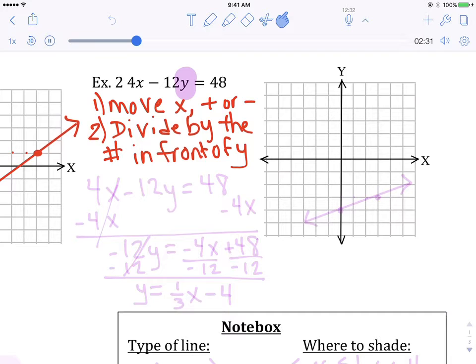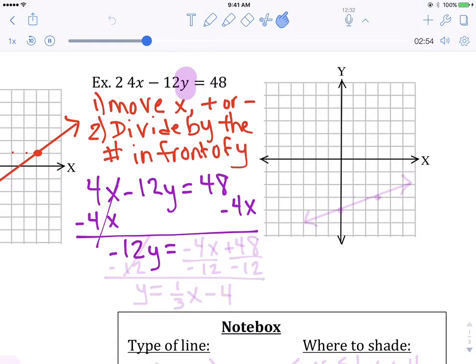So in our example here, we have 4x minus 12y equals 48. So again, first you're going to move the x. Since this is a positive 4x, we're going to subtract 4x from both sides. So that's going to make your x's cancel. We're left with -12y equals. Remember, you always want to write the x value first, so that way it is written in your y equals mx plus b form. Then we're going to divide both sides by -12.